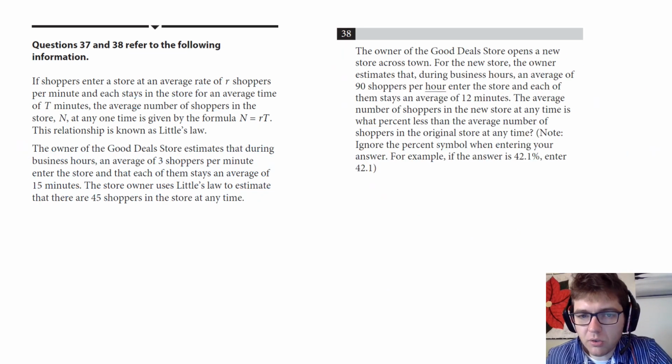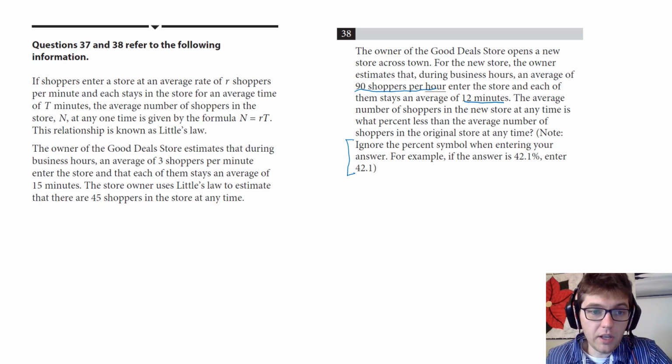The owner of the Good Deal store opens a new store across town. For the new store, the owner estimates that during business hours, an average of 90 shoppers per hour enter the store, and each of them stays an average of 12 minutes. The average number of shoppers in the new store at any time is what percent less than the average number of shoppers in the original store at any time? No, ignore the percent symbol. This just says don't use the percent symbol when you're bubbling in.